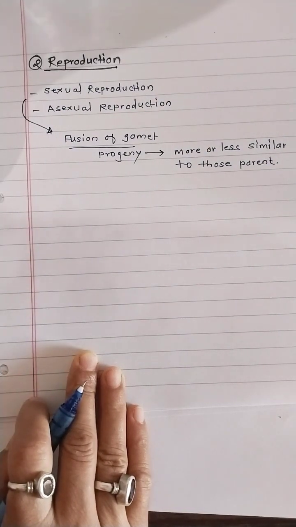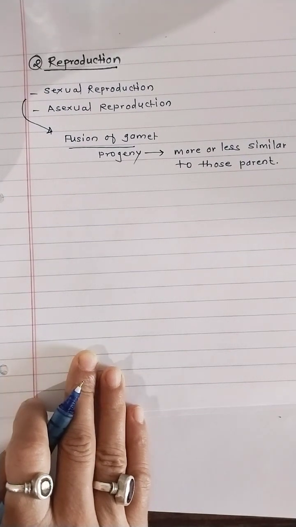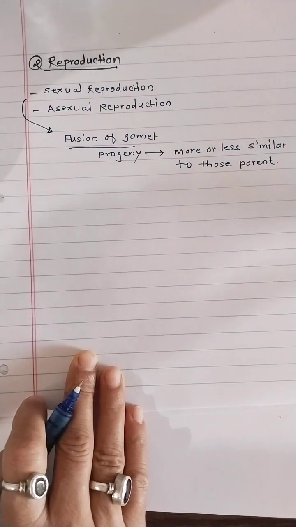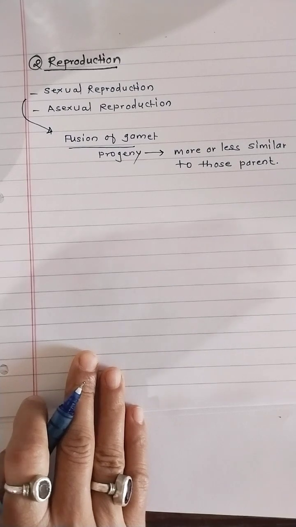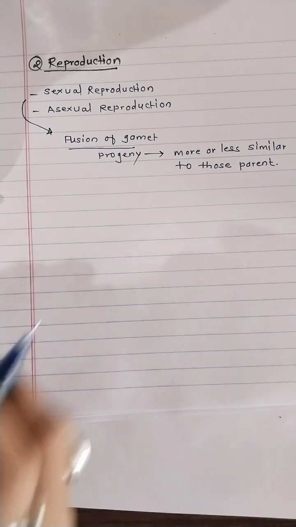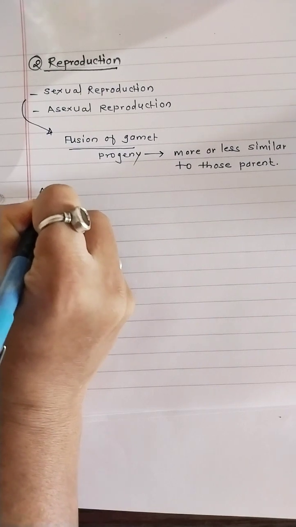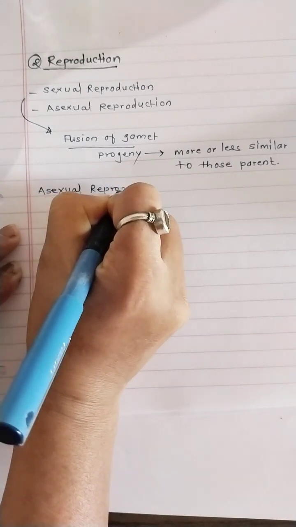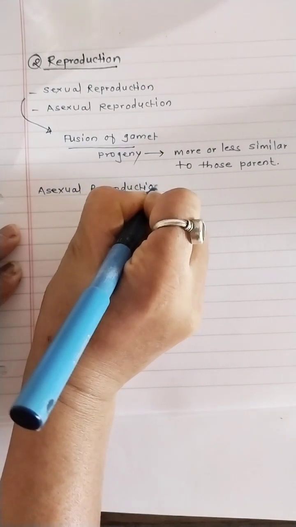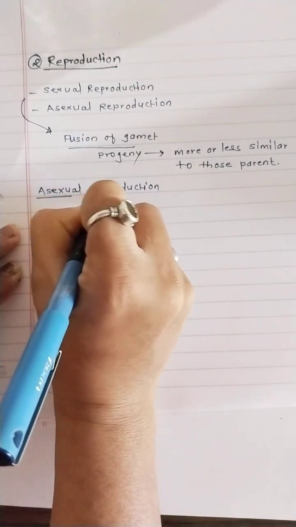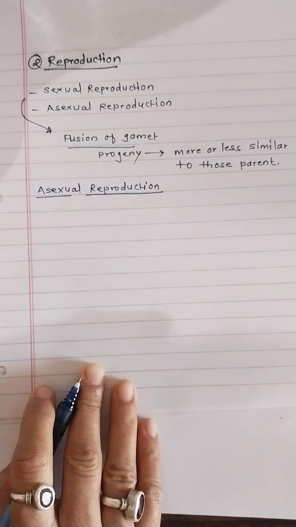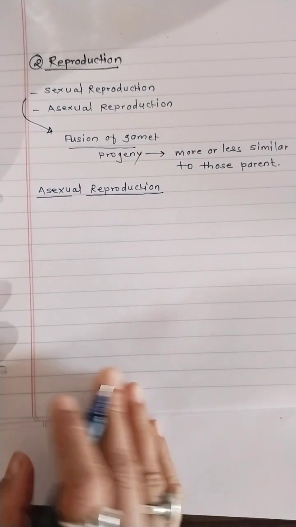Sexual reproduction happens in all living organisms, but in some living organisms we consider asexual reproduction. What is the meaning of asexual reproduction? It is not the fusion of two gametes. It is a different type. So what is asexual reproduction?